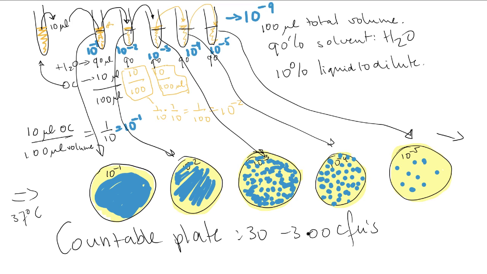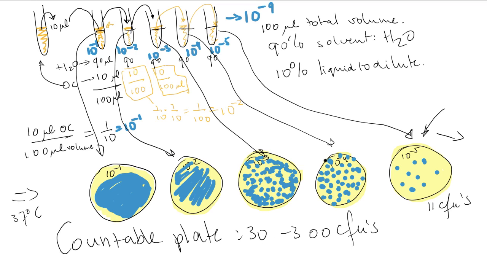More than 300 is considered too numerous to count, or too many to count, because you're going to lose track. And less than 30 is going to be considered too dilute, and so the statistical error is going to be too great. This will not give you an accurate result. So you don't want to count this plate here, for example, because it has only 1, 2, 3, 4, 5, 6, 7, 8, 9, 10, 11 colony forming units. That's no good. That is less than 30.